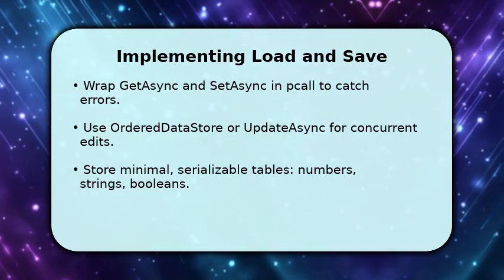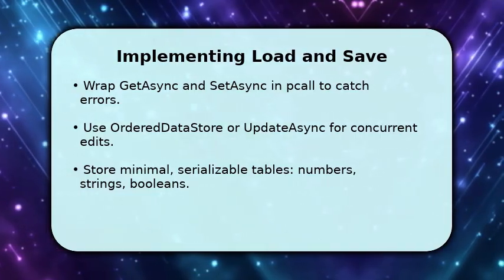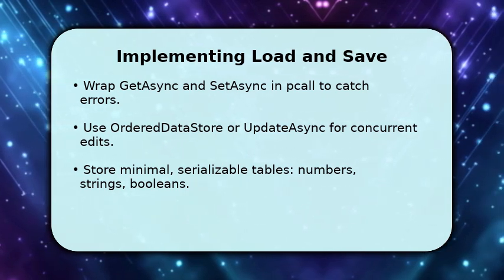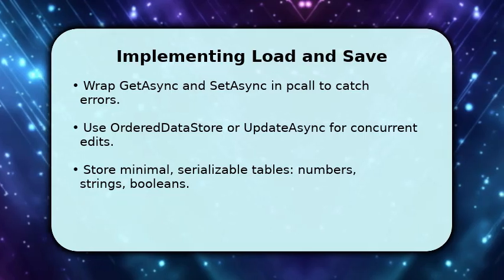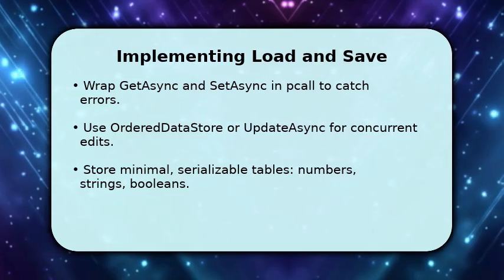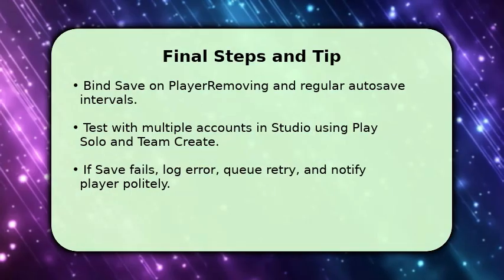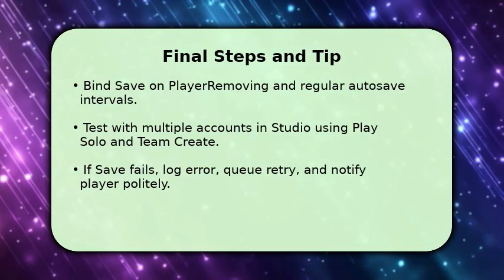Once done, attach a player removing handler that calls update async to merge changes safely. Make sure to throttle retries and back off on repeated failures to respect rate limits. Finish by wiring autosaves and a final save during player removing so progress is preserved.